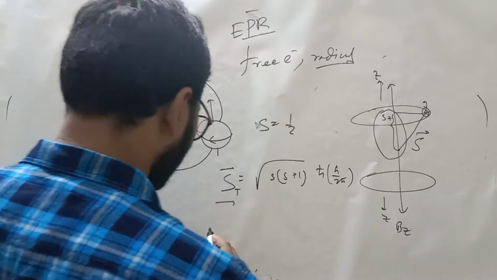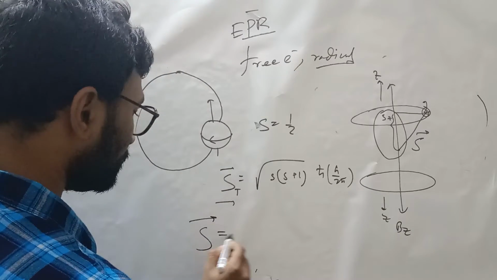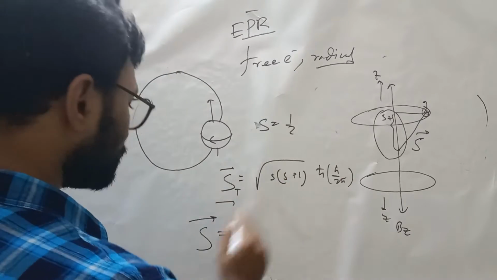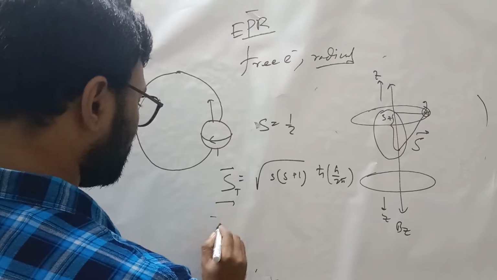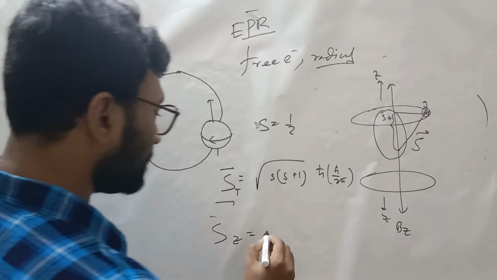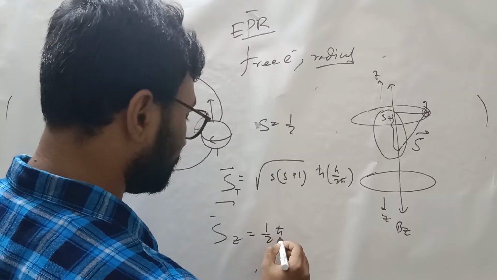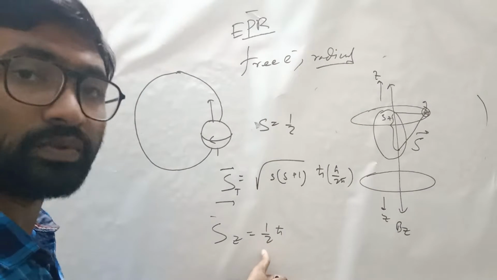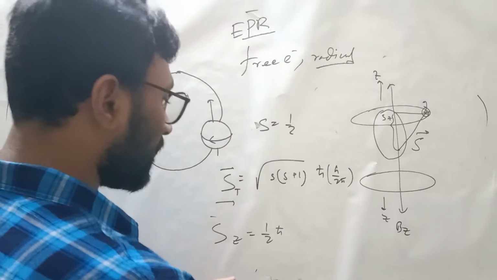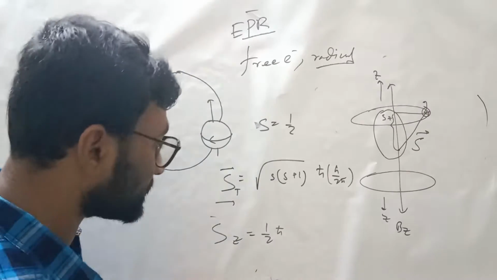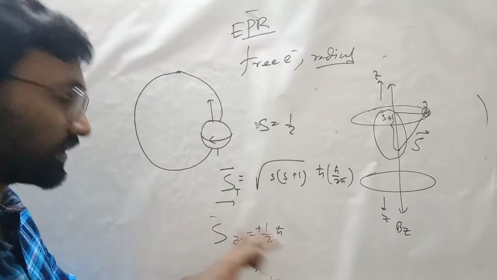So S bar we know this value. Sz will be how much? Sz will be the half integral. It may be positive or it may be negative, it doesn't matter. It will be the half integral.